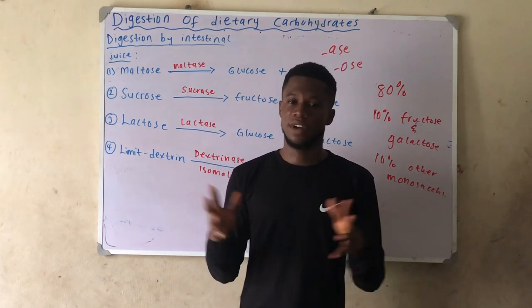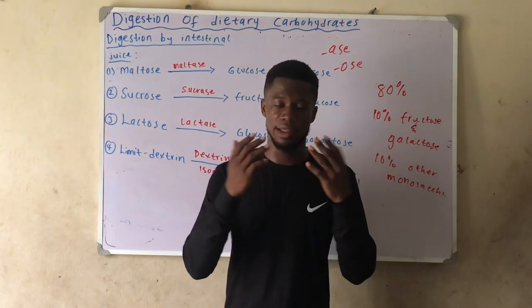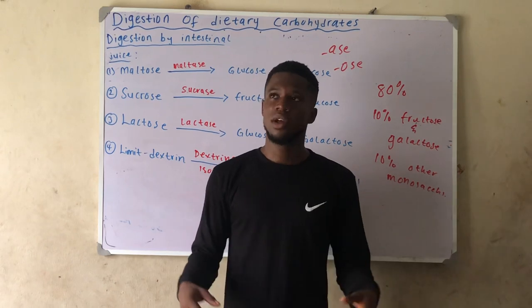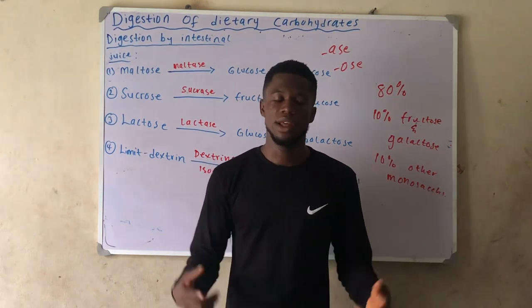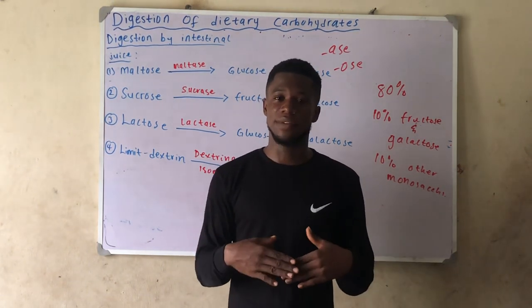But just an overview of what we said. For carbohydrates, digestion begins in the mouth because of an enzyme in the mouth that can digest carbohydrates. In the mouth, it's called salivary alpha amylase or thiamine. Then when it gets to the stomach, the thiamine activity stops.